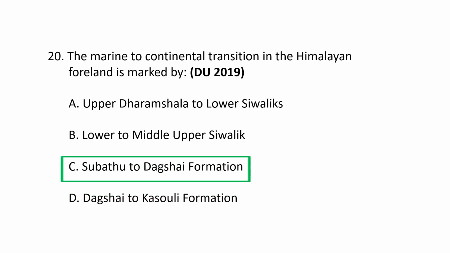The correct option is Subathu to Dagshai formation. The transition from marine to continental deposition in the Himalayan foreland is marked by the Subathu formation, which is marine, giving way to the Dagshai formation, which is continental.